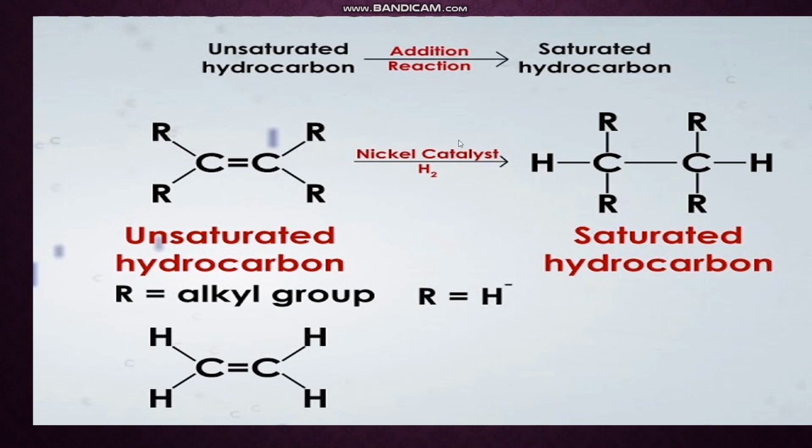This is done in the presence of nickel catalyst, or palladium or platinum. So here the double bond breaks, and each hydrogen is attached to each carbon. So this is a general representation of the reaction, and the unsaturated hydrocarbon is converted to a saturated hydrocarbon. I hope it is clear. If all of these are H, this is ethene.